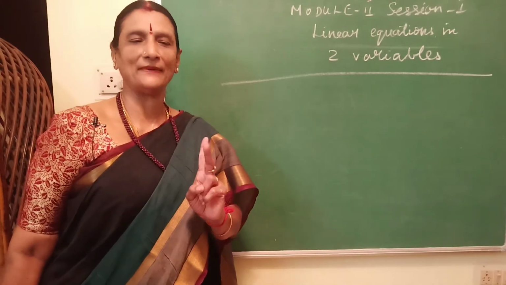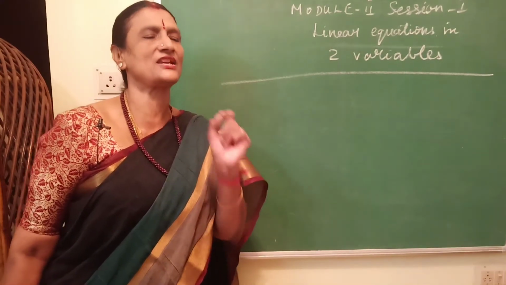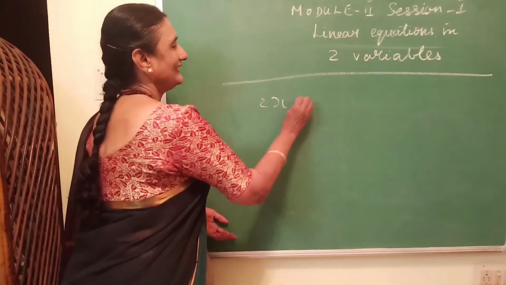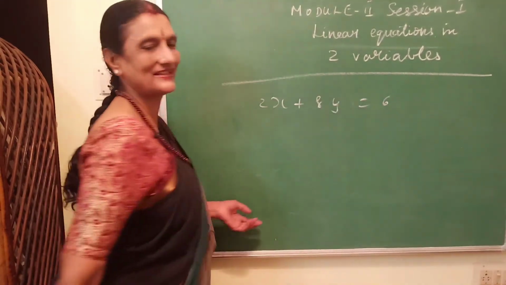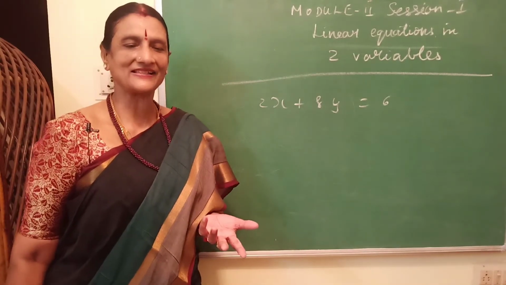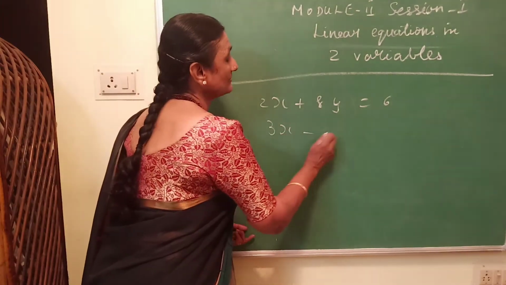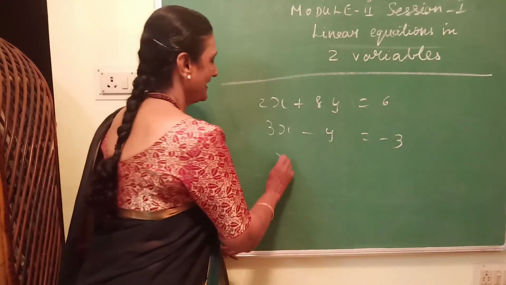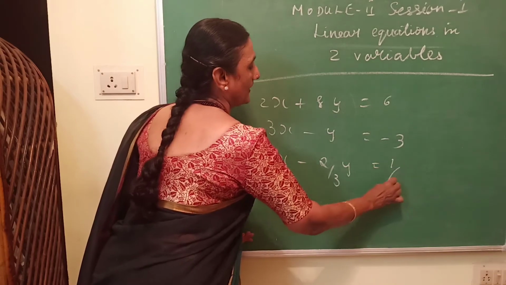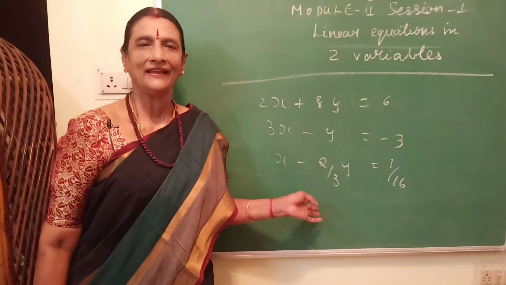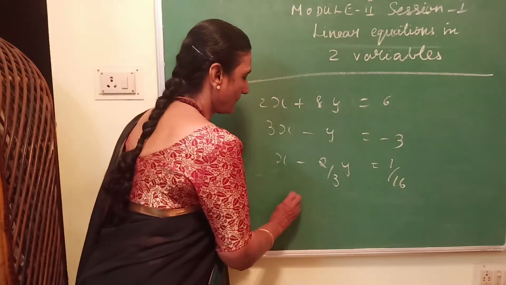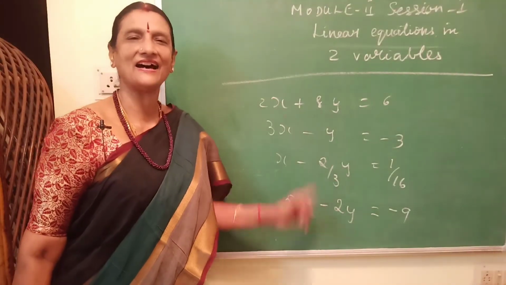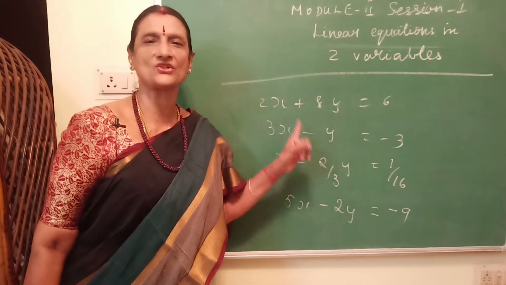Remember, while giving the example, I want you to get the examples in such a manner that the variable's degree is 1. Yes, 2x plus 8y is equal to 6. It's an example. Anybody else? Yes, what you have suggested also is right. 3x minus y is equal to minus 3. Can anyone else quote one more example? Yes. x minus 2 by 3y is equal to 1 by 16. This is also an example. Anybody else? Yes. It is 5x minus 2y is equal to minus 9. So all these are examples for linear equations in two variables.